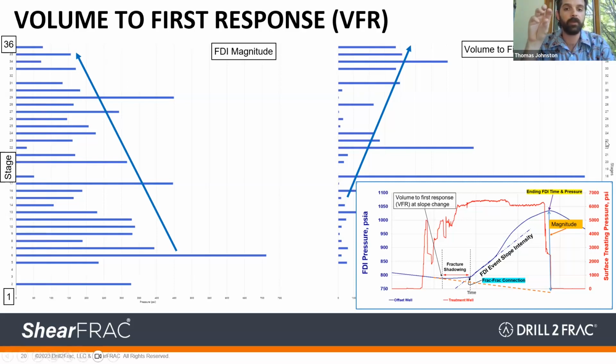That's super, super important. I've got a little inlay of how those things are calculated, so you can look at it later on. But really the goal, and you see that we were able to achieve it here, is to reduce that FDI magnitude on that parent well. And that's that arrow on the left-hand side, just slowly dropping off as we go through the stages, but increase the amount of volume we pump into our new well before we see a pressure increase in that offset well. So now we're improving both things, right? We're improving our volume to first response and reducing that FDI magnitude.